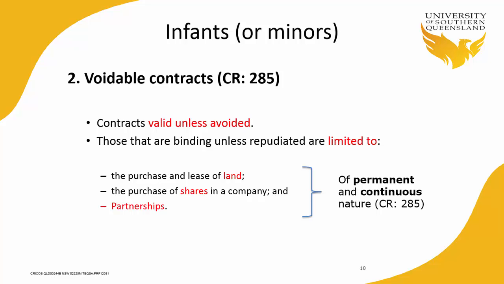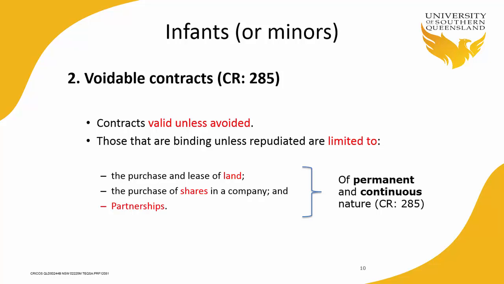So again, when an infant repudiates a voidable contract during infancy or within a reasonable time after becoming an adult, rights and liabilities that accrue after repudiation cease. From the time they repudiate the contract, they don't want to perform their obligations, and they are not interested in any relationship with the other party, any rights and liabilities under the contract cease to accrue.